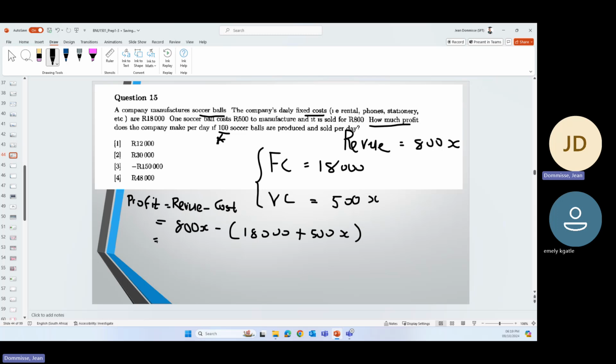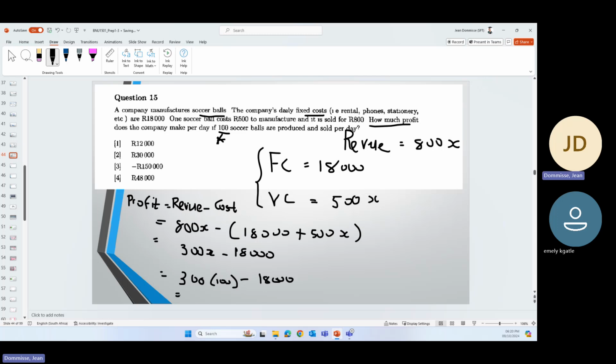And so our profit function will look like 800x minus 500x, which is 300x, minus the fixed cost of 18,000. And then they tell us, okay, we're making 100 soccer balls. What will the profit be?